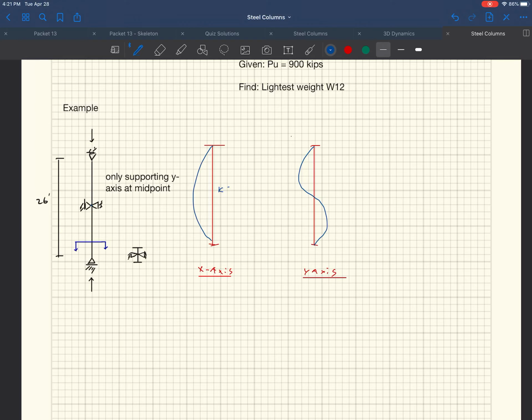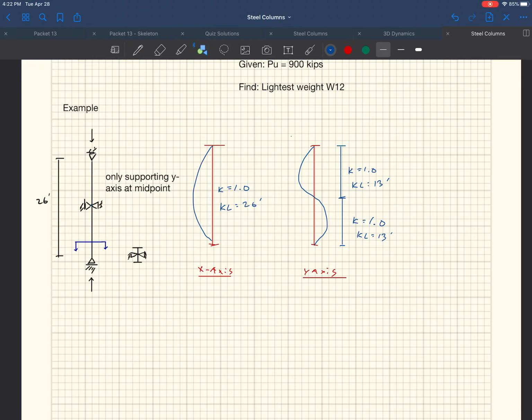In this case, my K is equal to 1.0, and so my KL would be 26 feet. So for a pin connection, K is equal to 1, and KL is 26 feet. In this case here, K again is equal to 1.0. Same thing down here, K is equal to 1.0, and KL in this particular case would be 13 feet. And this KL would be 13 feet, for this particular case.